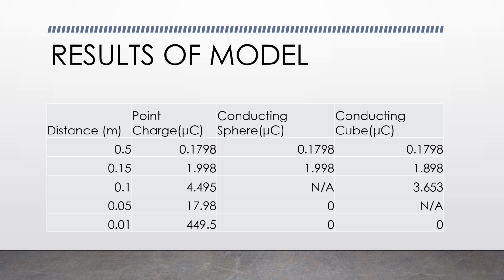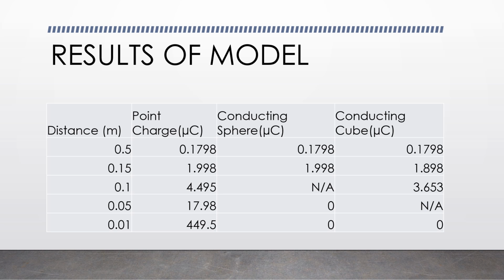This is a table showing the values of the net electric field at the different distances away. Here you can see the point charge, the conducting sphere, and the conducting cube with 5 different values for each: one at 0.5 meters away from the origin, 0.15 meters, 0.1 meters, 0.05 meters, and 0.01 meters, all of them away from the origin.